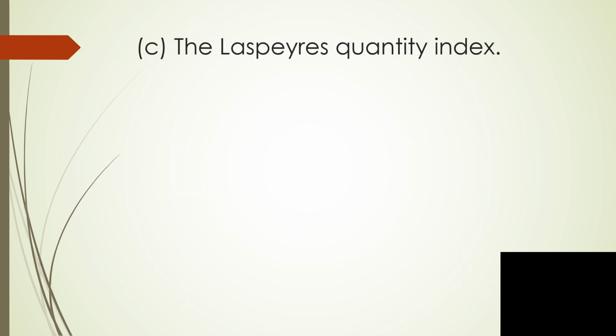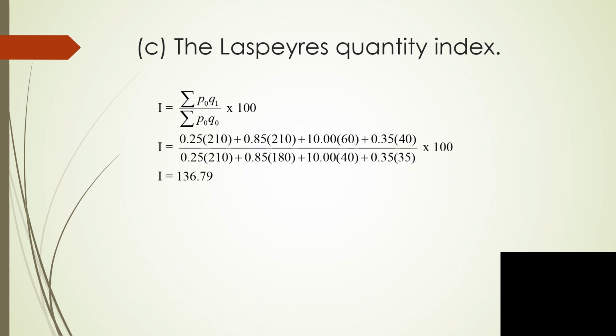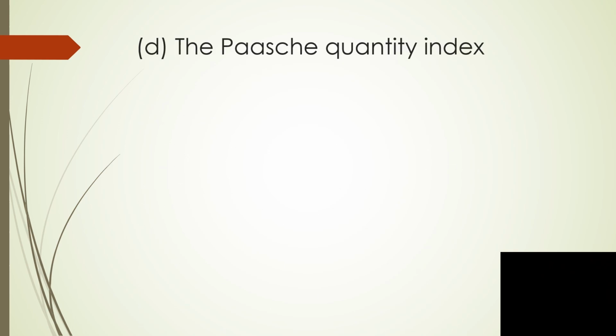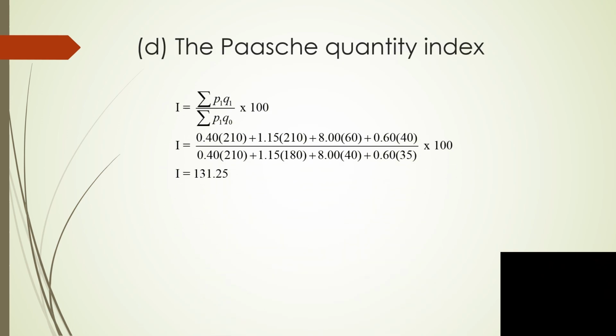The Laspeyres quantity index. I equals summation P0 Q1 over summation P0 Q0 times 100. So the index equals 136.79. The Paasche quantity index. I equals summation P1 Q1 over summation P1 Q0 times 100. Index equals 131.25.